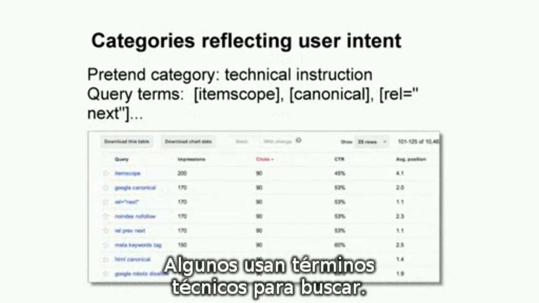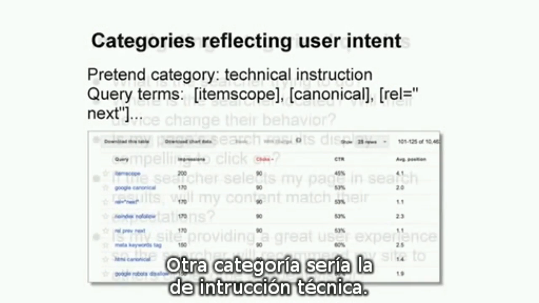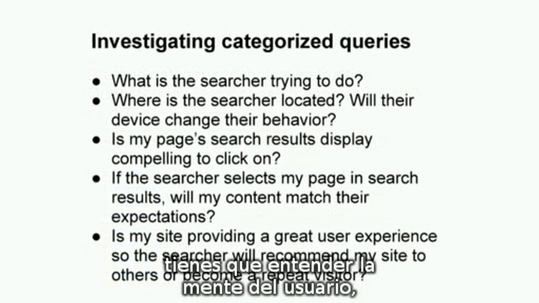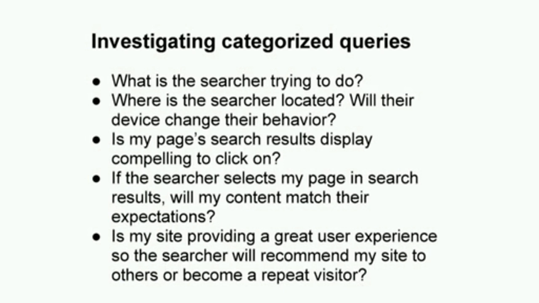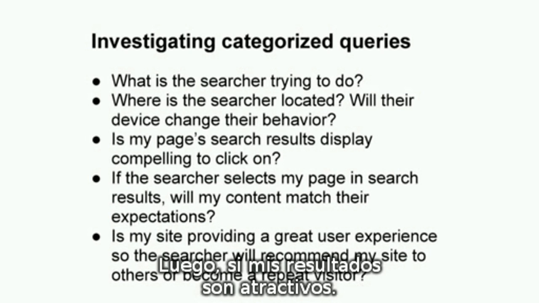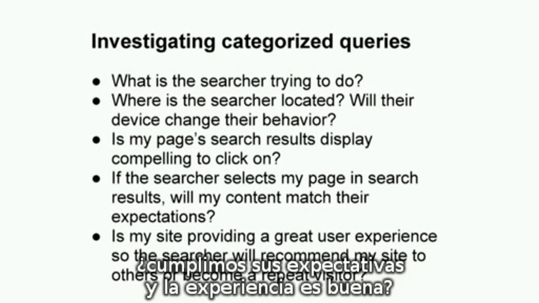I might also notice that searchers use technical terms to find our site. So I might have another category on how our site performs for technical instruction. For each of these categories, I'll make sure to understand the user's mindset as they perform the query, where they're located, and even whether their device might change their behavior. Then, whether my page's search result display is compelling. Furthermore, if they click on my site, does the content match their expectations, and are we providing a great user experience?